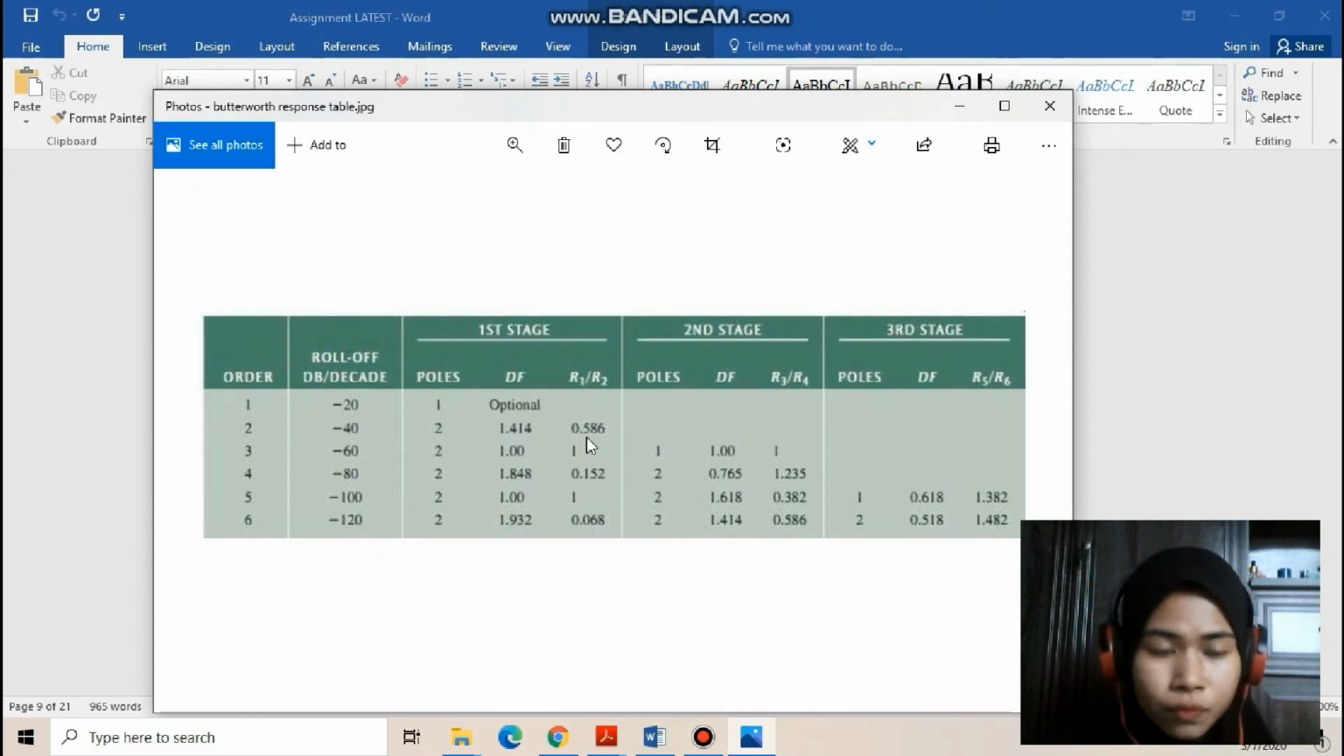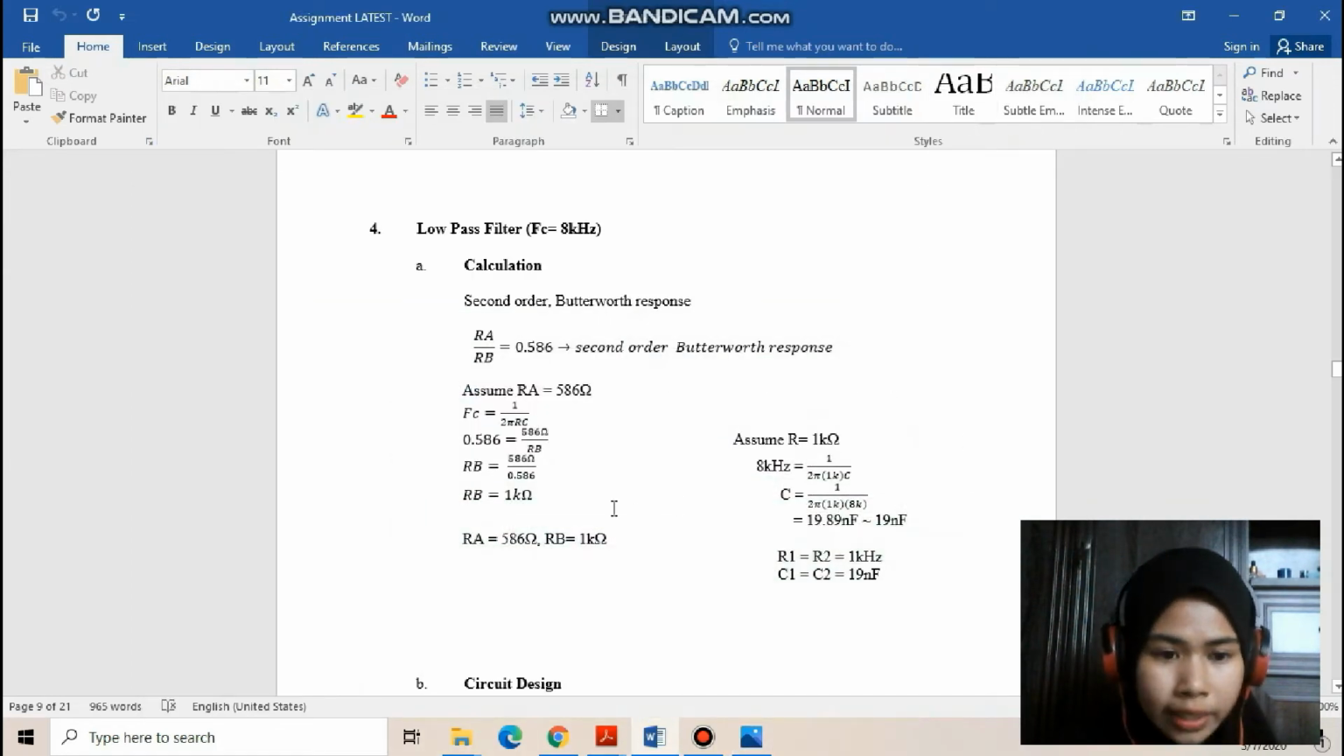As we can see, for a second order circuit, the damping factor must be 0.586. It is because the damping factor of an active filter circuit determines which response characteristic the filter exhibits. So to achieve a second order Butterworth response, the ratio RA per RB must be designed as 0.586. That's why RA is assumed 5.6 kilo ohm, and then I get RB 1 kilo ohm.